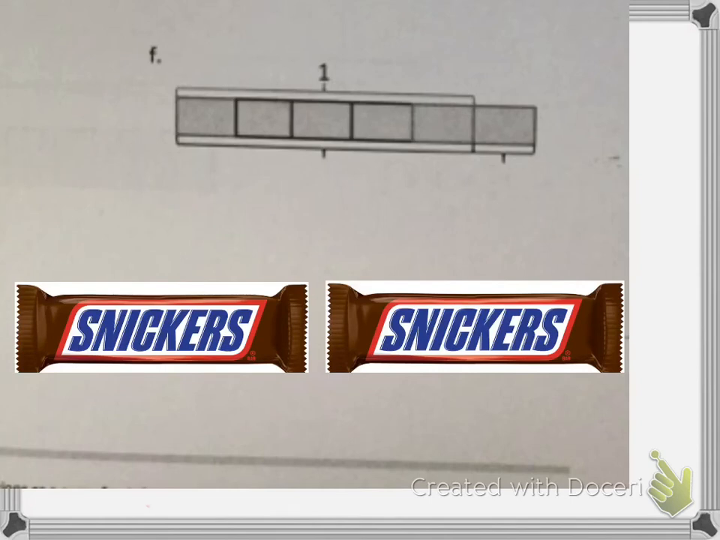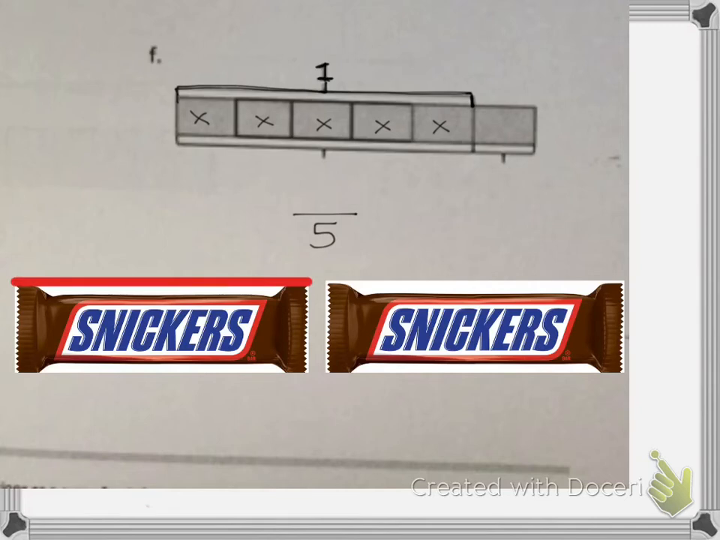Okay, but first we need to figure out what our denominator is, how many pieces these Snickers bars are going to be cut into. One little clue for us is to figure out where one whole is. How many partitions are going to be one whole? Okay, so let's count. 1, 2, 3, 4, and 5. Okay, so our denominator is definitely 5. So down below, I'm going to be cutting my Snickers bars into fifths.